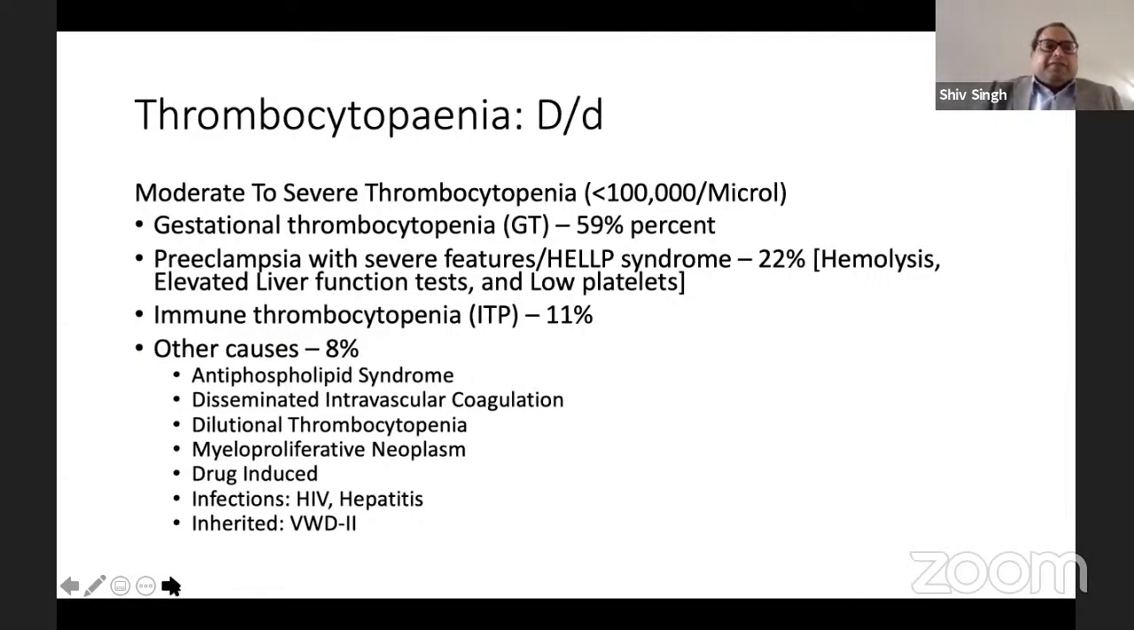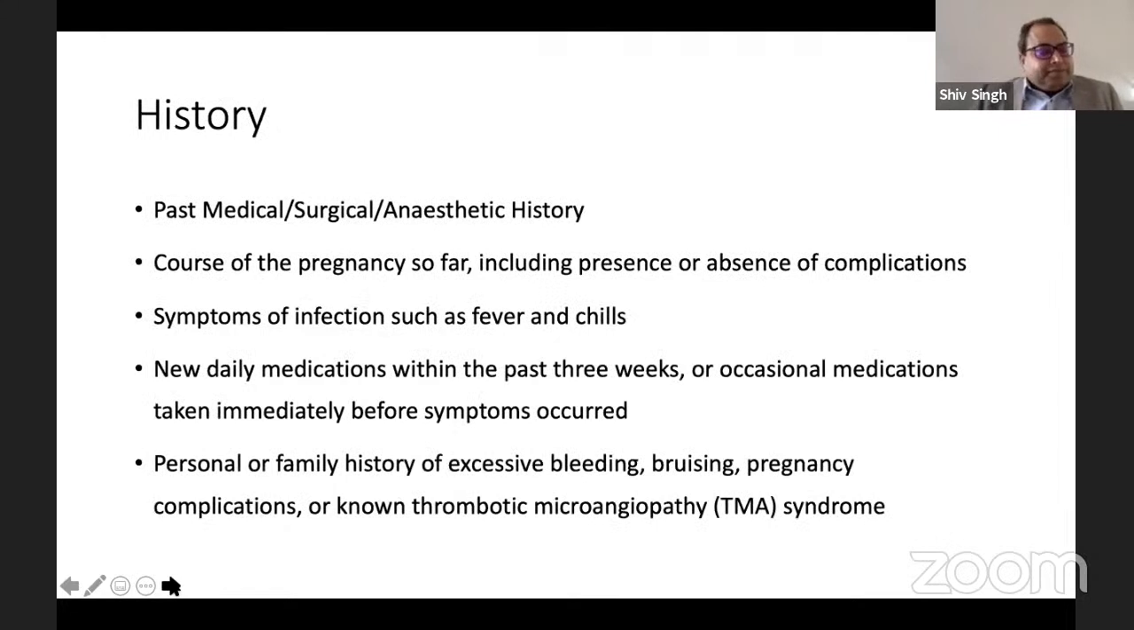So causes like antiphospholipid syndrome, DIC, dilution thrombocytopenia, myeloproliferative neoplasms, drug-induced thrombocytopenia, infective causes like HIV, hepatitis, inherited causes like von Willebrand disease type 2. Okay, these can also present with thrombocytopenia. So we need to be aware of these causes. And like I said, platelet counts of 60,000 are very rarely seen. So you need to actually go into the history.